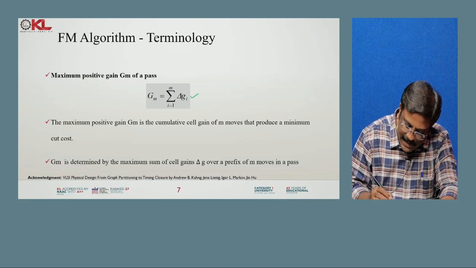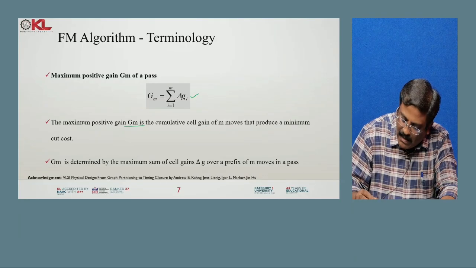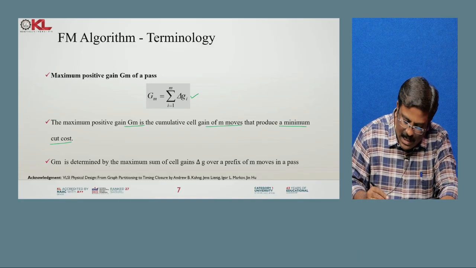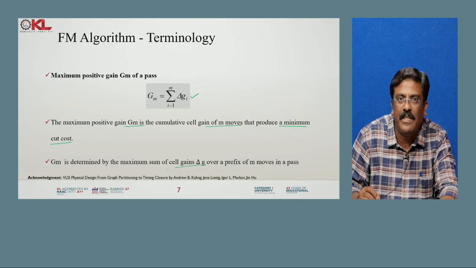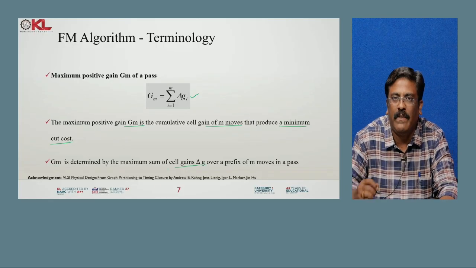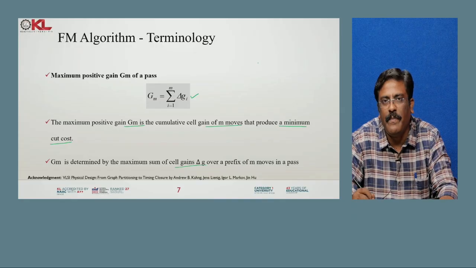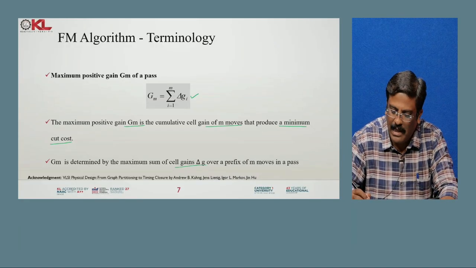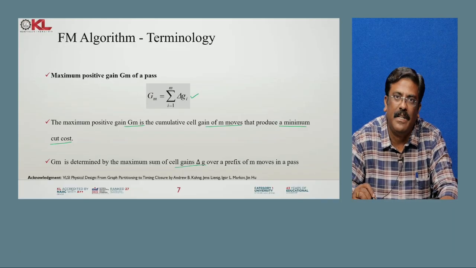The maximum positive gain GM is the cumulative cell gain of M moves that produce the minimum cut cost. That's what we discussed now. GM is determined by the maximum sum of every del G made in a movement. So whatever del G value you choose to make a move of the cell, that del G value gets added at the end of every iteration, right?